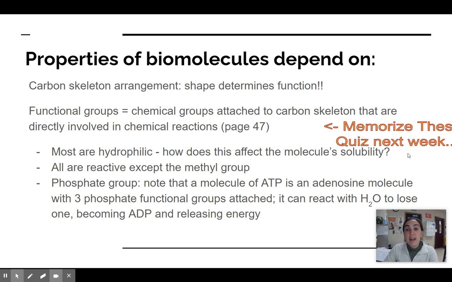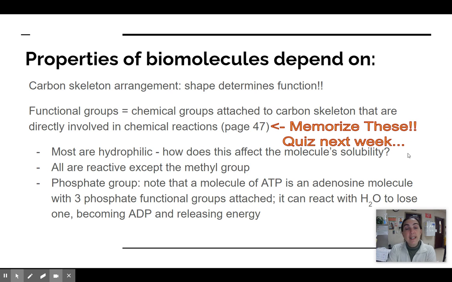So, like I said, I will give you some ways to practice these so that you can memorize these different functional groups and recognize them in molecules. We'll be talking about them not only through this unit, but throughout the rest of the year as we talk about how these biomolecules work.